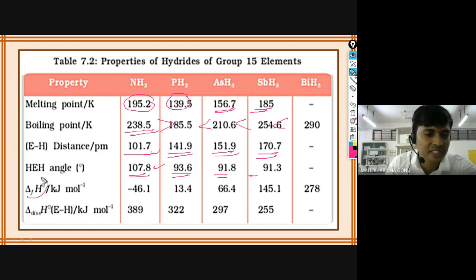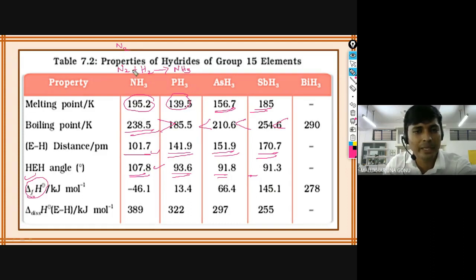And this delta fH, what does it mean? This is basically the properties of hydrides, formation enthalpy. Formation enthalpy means enthalpy difference. For example, N2 reacts with hydrogen in the Haber process, and NH3 is formed. So what is happening here? The total enthalpy of the reactants and the products, and the difference between them. So in the case of NH3, it is minus 46.1, and this is 13.4, 66.4. This is the formation enthalpy.